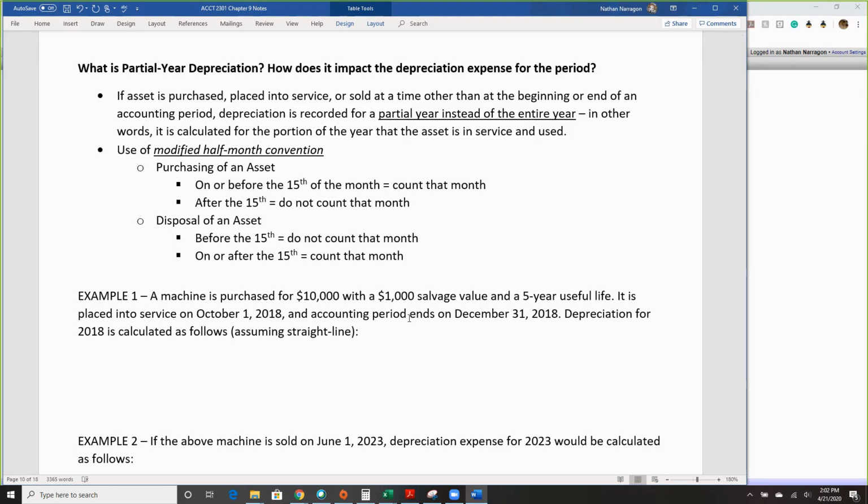The next little item that we have to deal with is depreciation that we haven't dealt with yet, which is what's going to happen when we have a partial year. Now, this typically will happen, again, when we purchase or sell an asset, because we don't always purchase it on December 1st, or January 1st, or sell it on December 31st. It happens during the year. So we do have to calculate depreciation for that partial year.